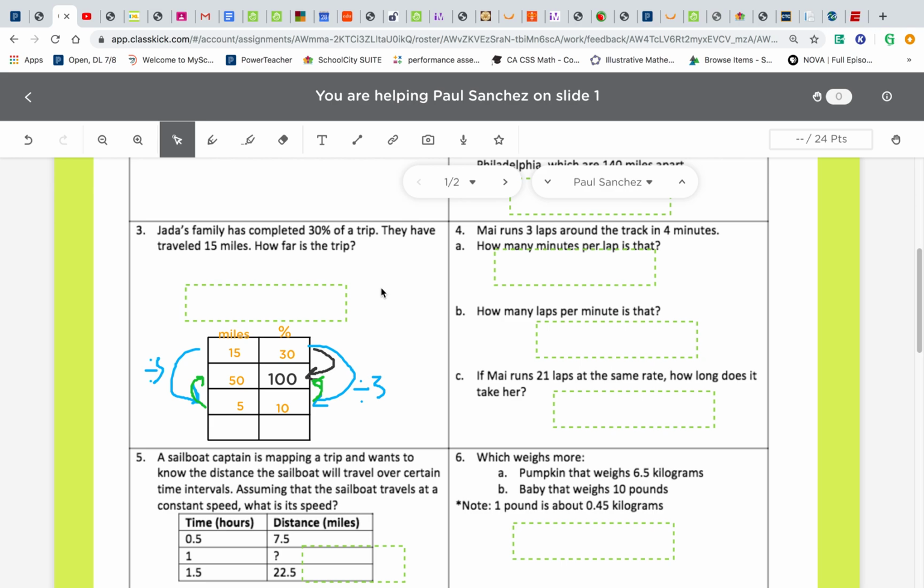All right? And Mr. Sanchez. Okay, for number 4, it says that Maya runs 3 laps around the track in 4 minutes. So in this problem here, we're comparing laps to minutes. So the 3 questions are, how many minutes per lap is that? How many laps per minute is that? And if Maya runs 21 laps, how long does it take her to complete that? Well, I think the best thing for this one to use is a double number line.